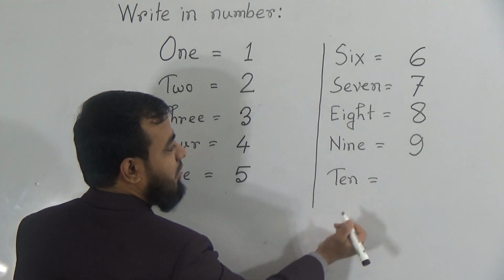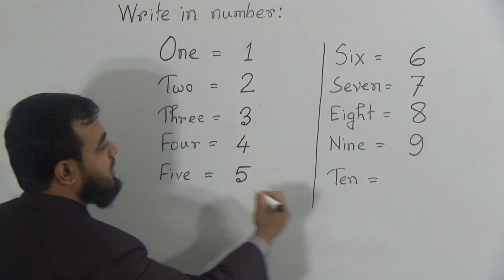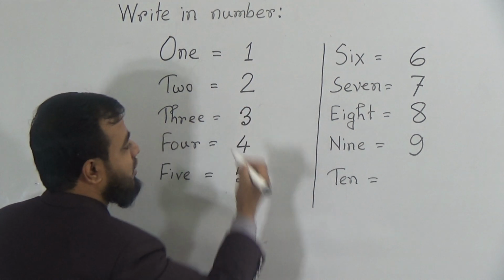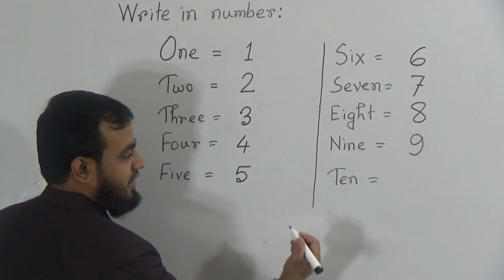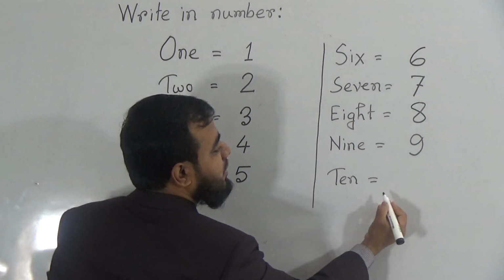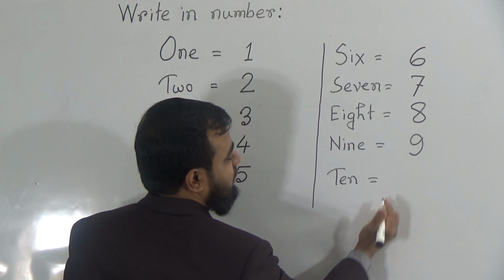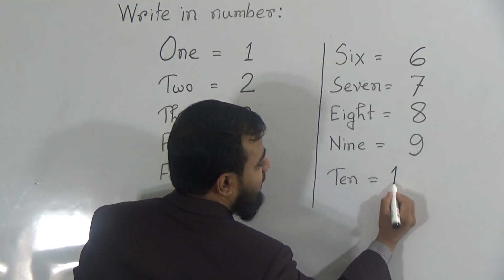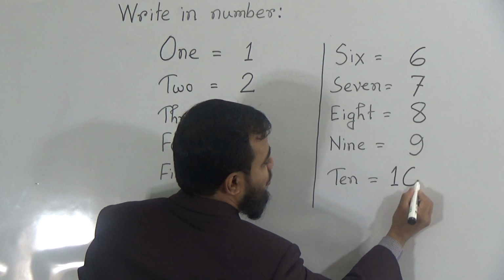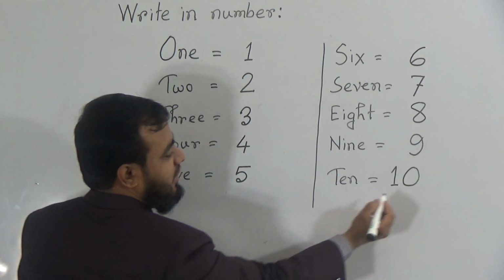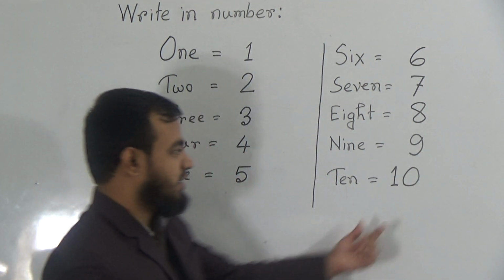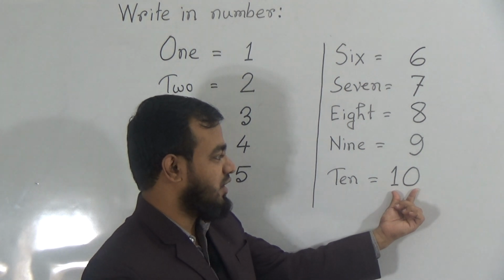Number 10. Look, there are 9 digits that we wrote from 1 to 9. When 10 comes next, we need 2 digits to write 10. 10 is 1 and 0 together. 1 0 makes 10. It is the number 10, and this is our last number today.